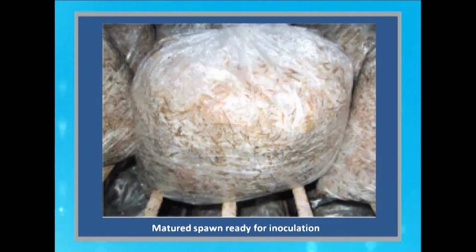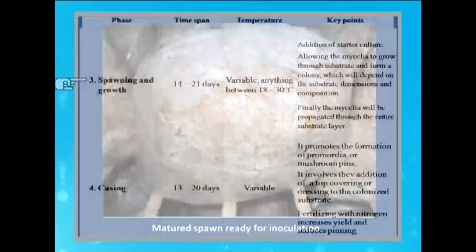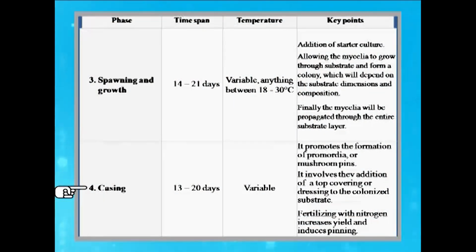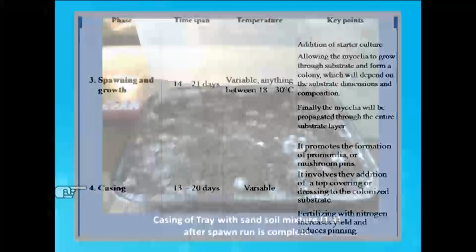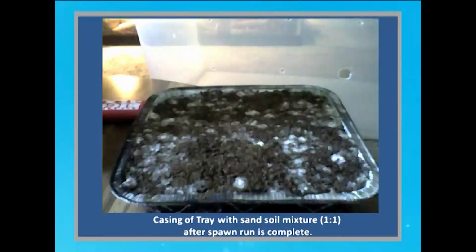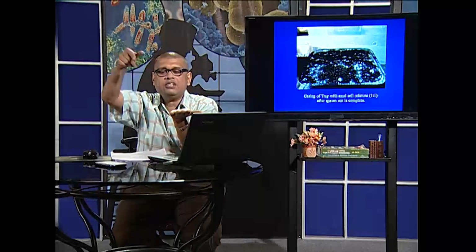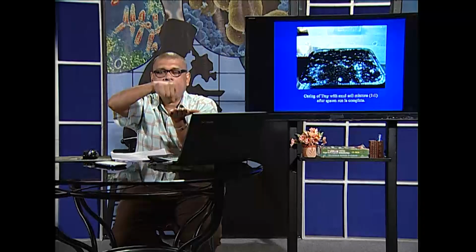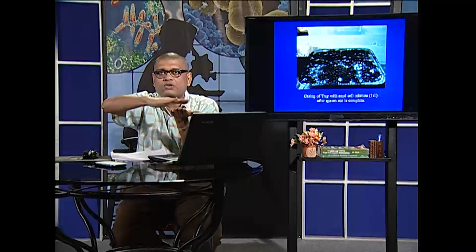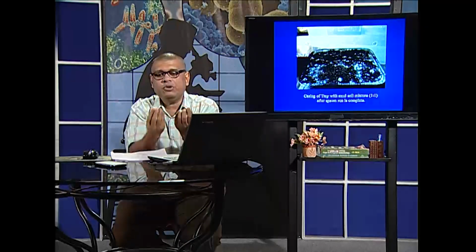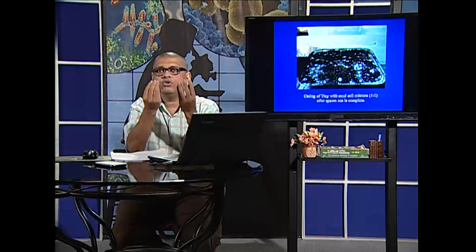And then comes the most important step, which is casing. Actually, in casing, what we do is we apply a typical layer of soil and sand together, and thereby we give a shock. A shock meaning there is no contact with the air. There will be enrichment of carbon dioxide, and this condition actually enables the mycelia to grow into sporocarp.